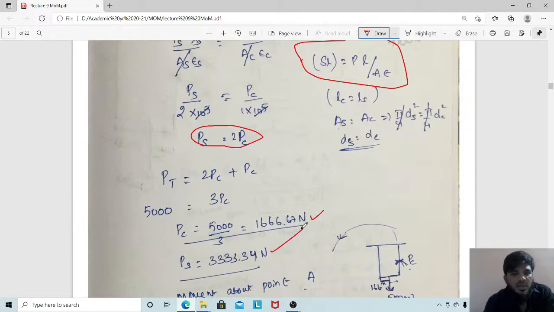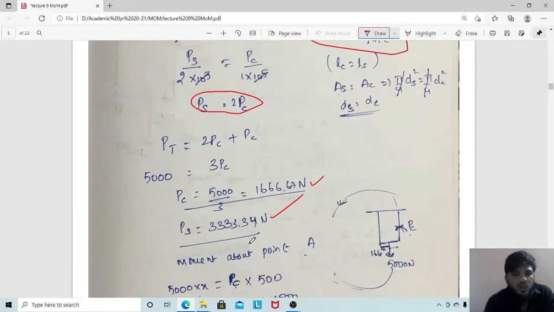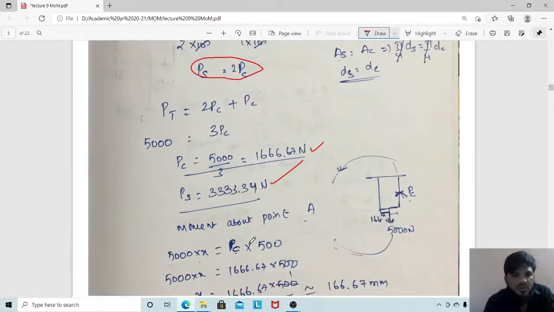This can be done in 2 ways. First, you can do 1667 into 2, or you can directly take it as 5000 minus, you can do whatever you want. Using basic mathematical calculation, you can find the values of this.